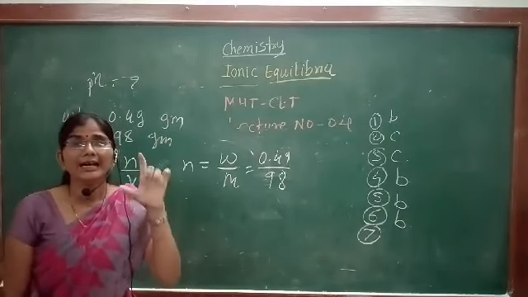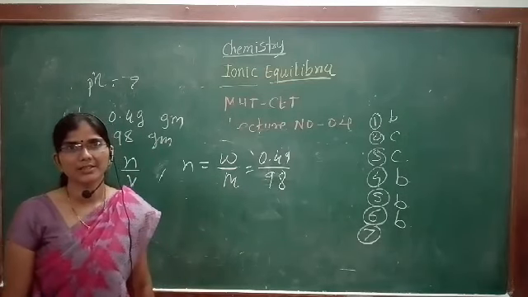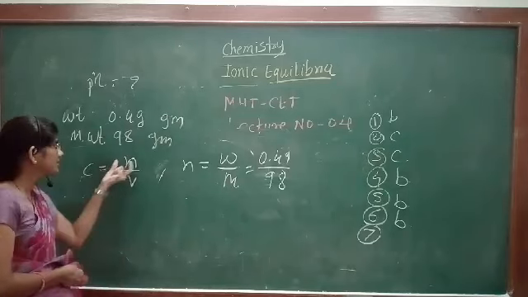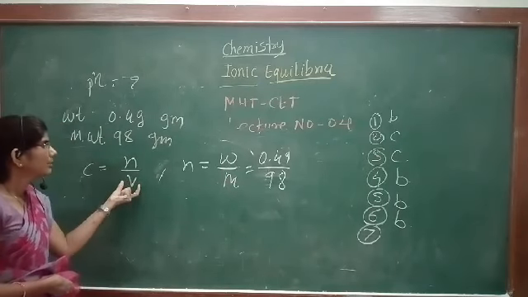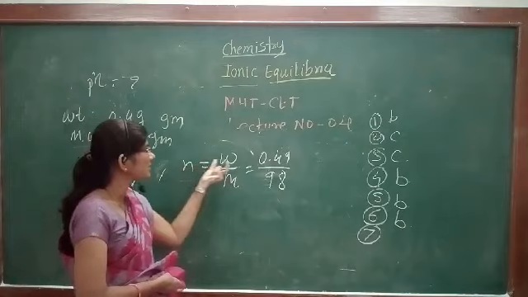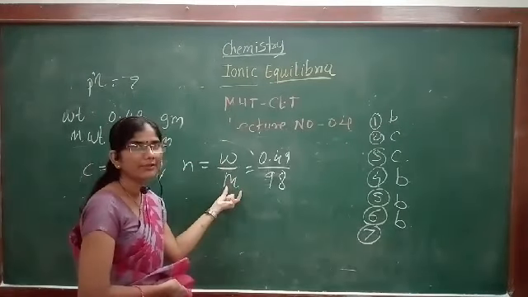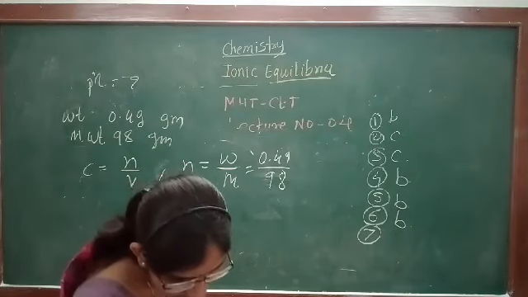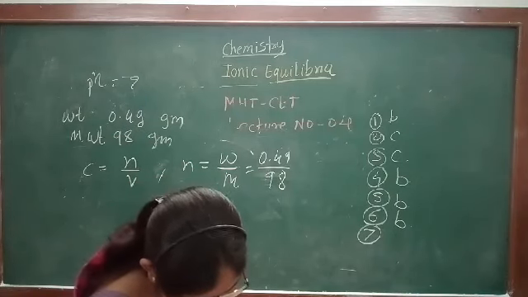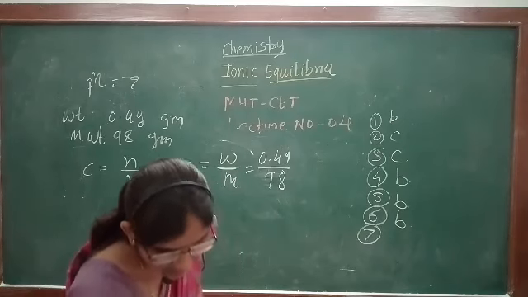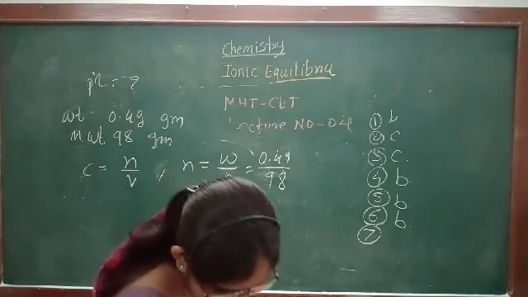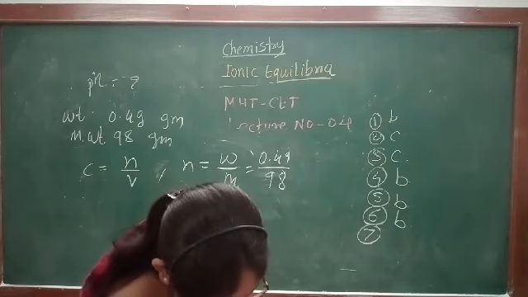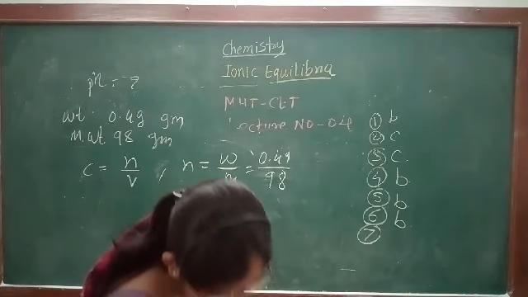Number of moles are calculated by using the formula weight upon molecular weight. Weight is 0.49 and molecular weight is here 98. 0.49 divided by 98.